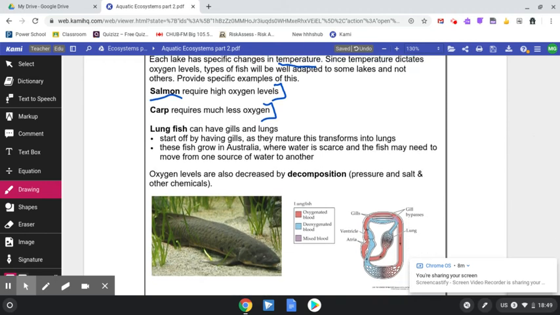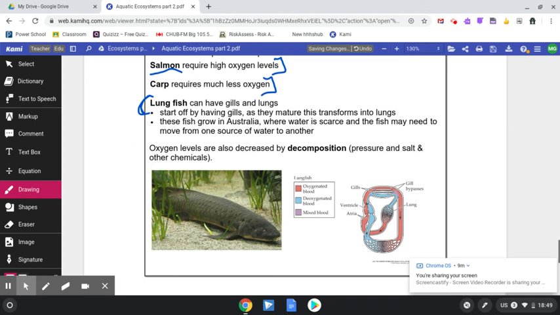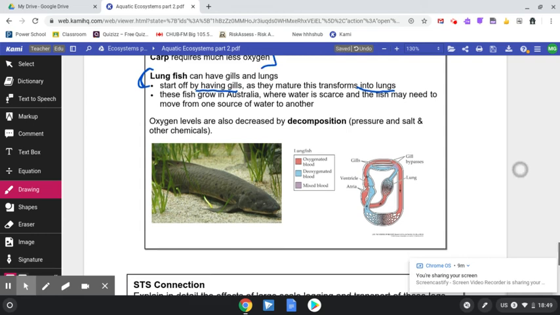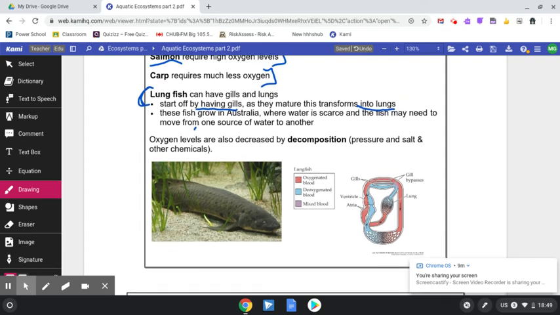Then we have the lungfish. These guys are pretty cool. They have gills and they have lungs. They're born with gills, and as they grow up, they get lungs. They are found in Australia.